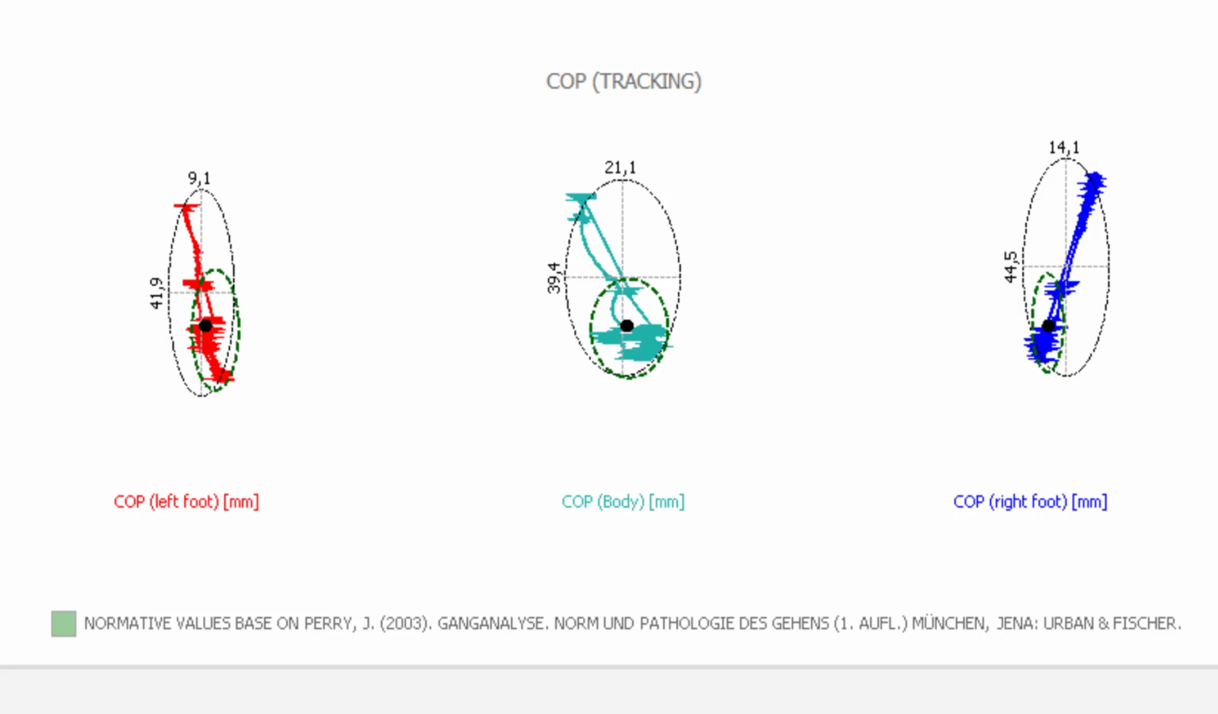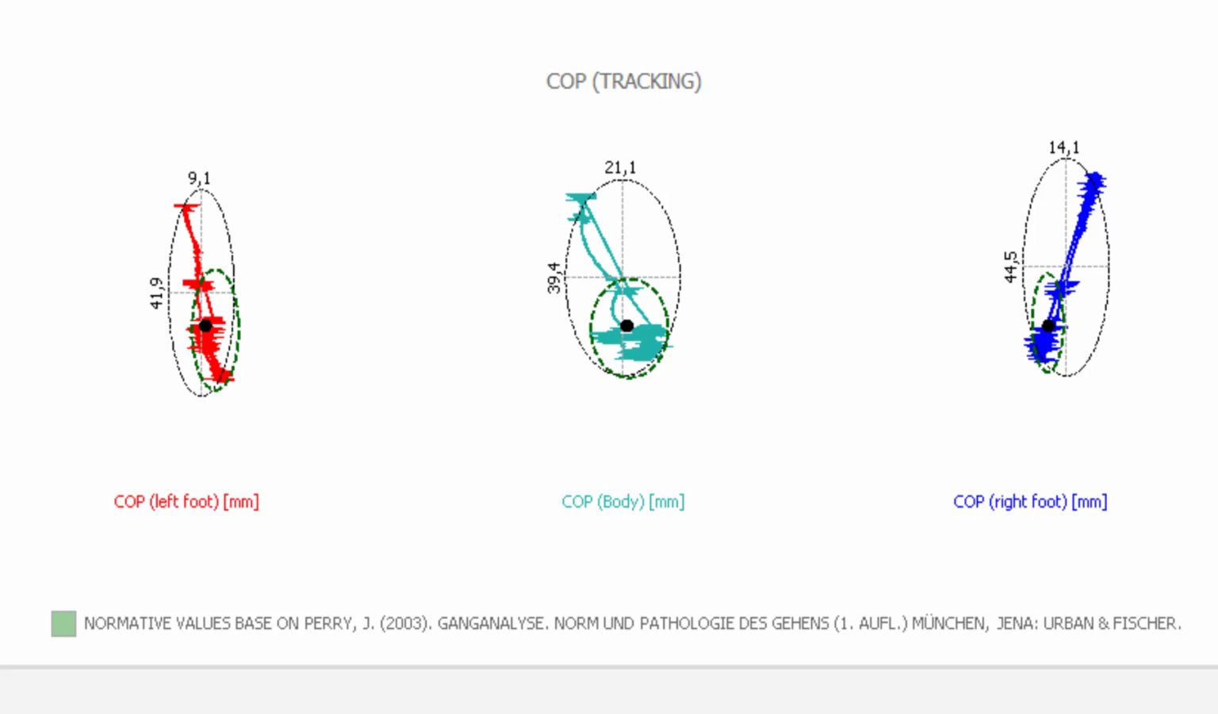The curves shown here represent the trajectory of the center of pressures. Light blue for the total COP, royal blue for the COP on the right, and red for the COP on the left. The black dot indicates the COP position at the beginning of the data acquisition. The dashed outline covers the entire range of motion of the COP points.